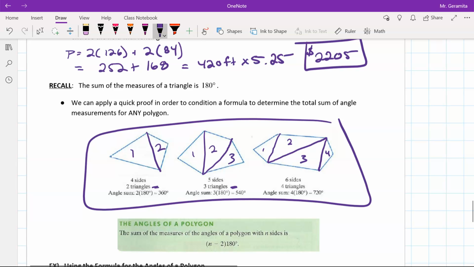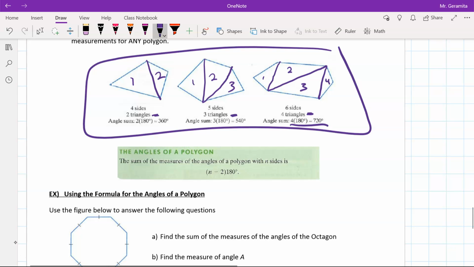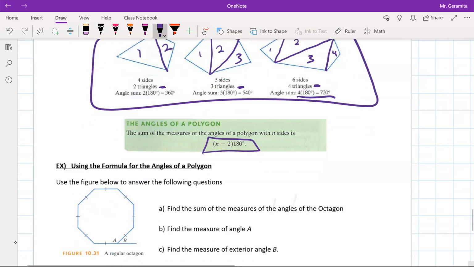So what that is saying is that you're going to take the number of sides and subtract 2 from it to get the number of triangles. And then you're going to take the number of triangles and multiply that by 180 to get the total number on the inside. So here's your formula. N minus 2 times 180. That's what we're going to use.